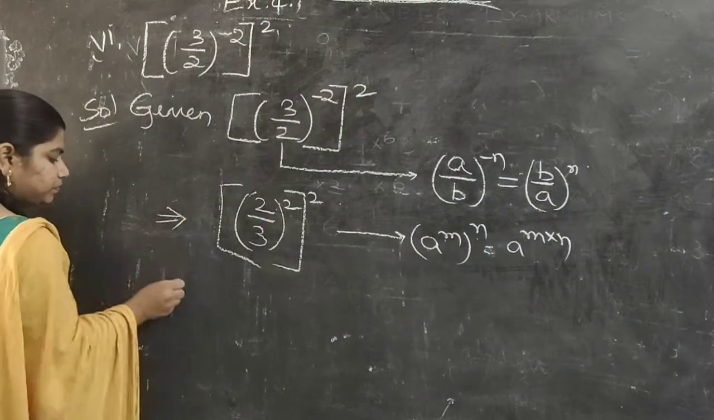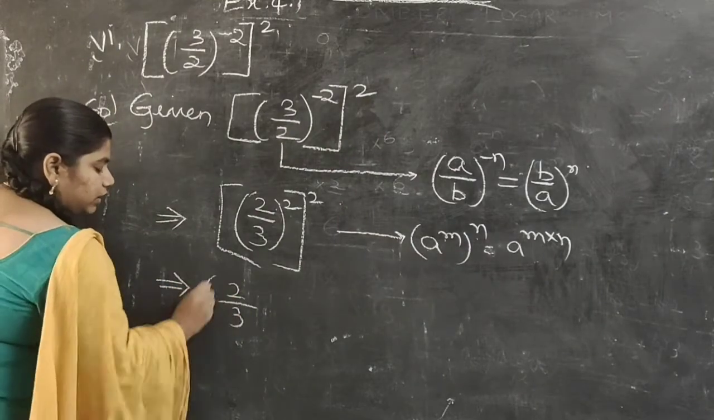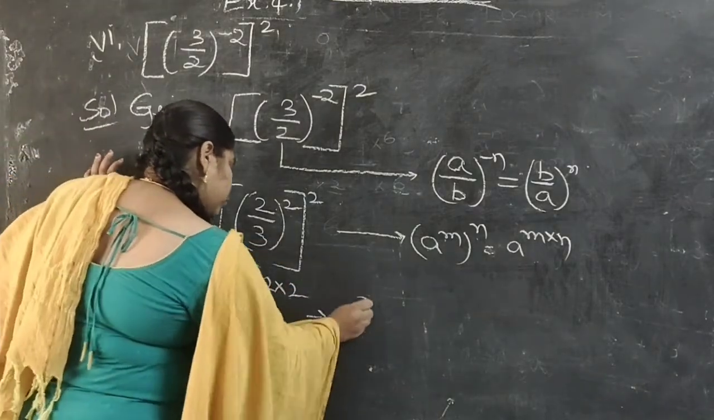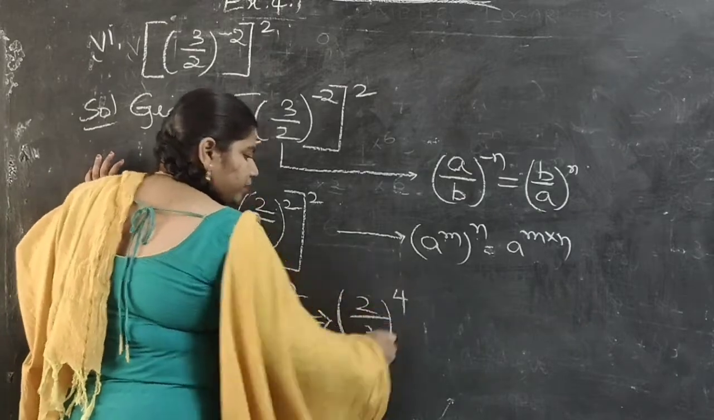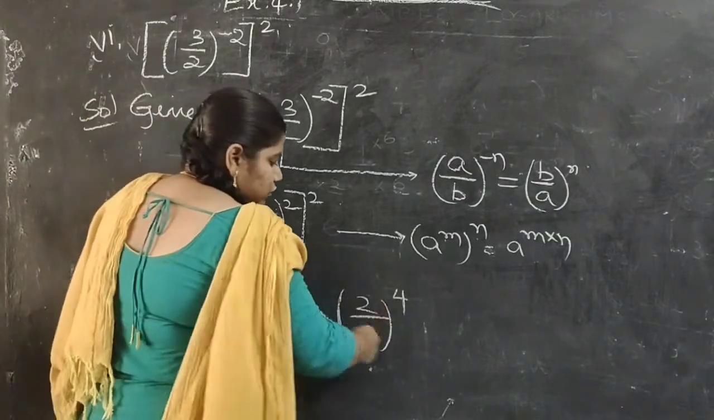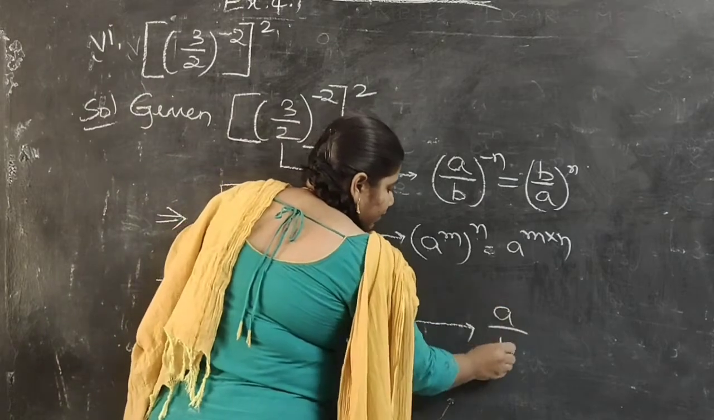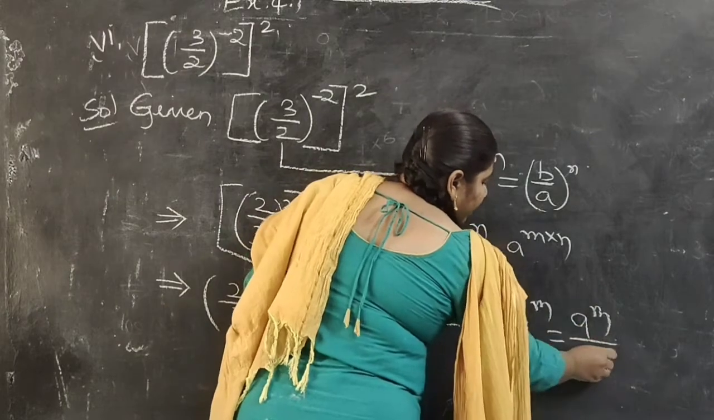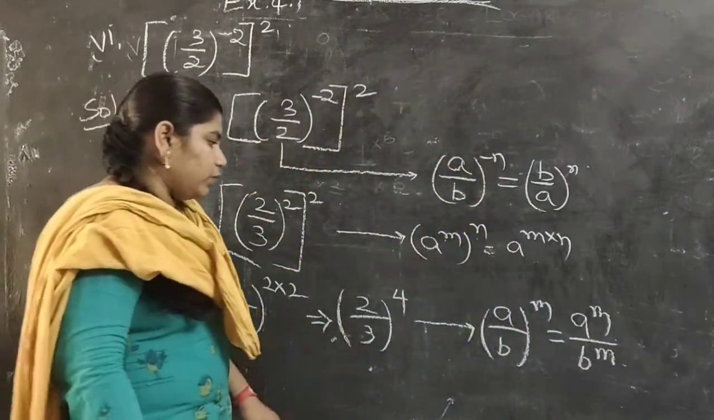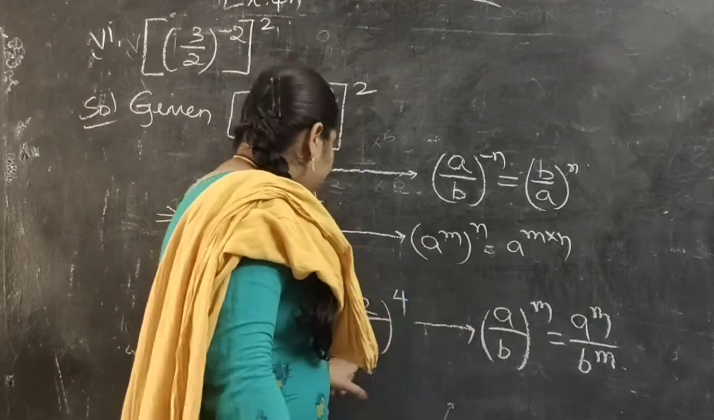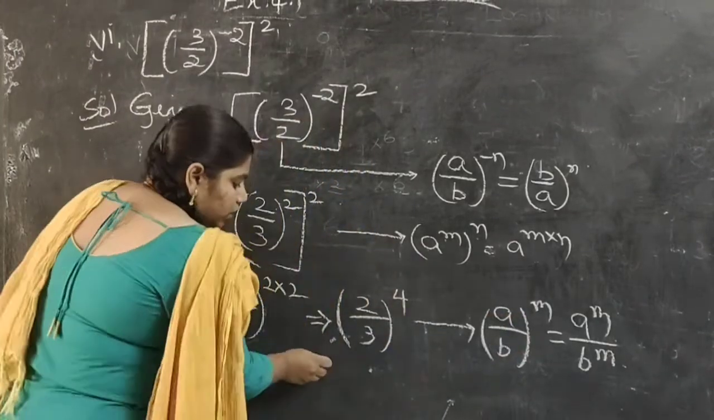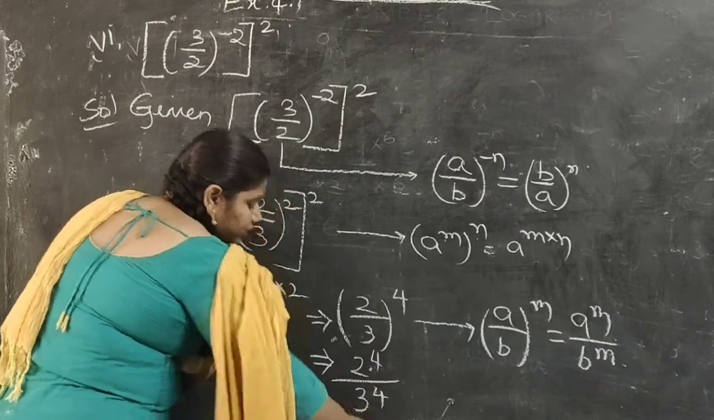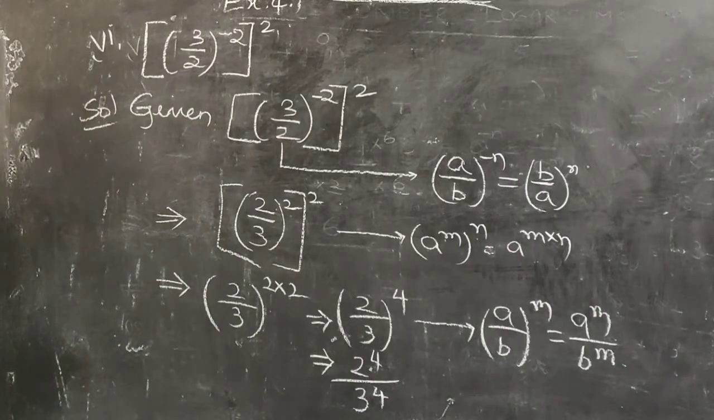That is 2 by 3 power 2 into 2. So what will be the answer here? 2 by 3 power, 2 into 2 will be 4. So we can again separate this. This is in the form of a by b whole power m, which we can write in the form of a power m by b power m. So the a value is 2, b value is 3, m value is 4. Now separate this, that is 2 power 4 by 3 power 4. So what is the final answer? 2 power 4 by 3 power 4.